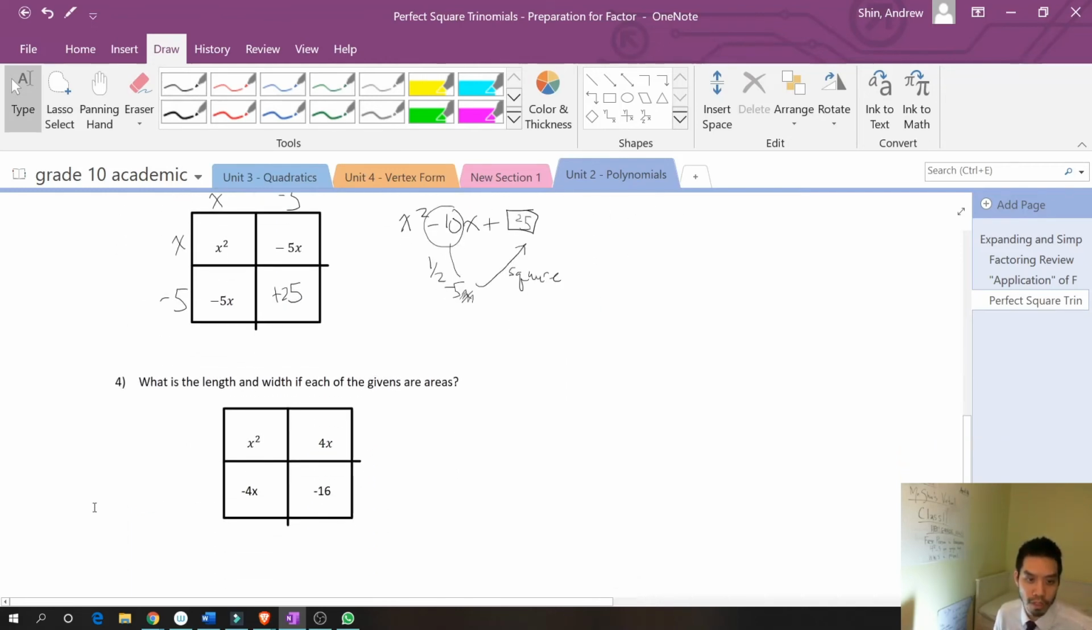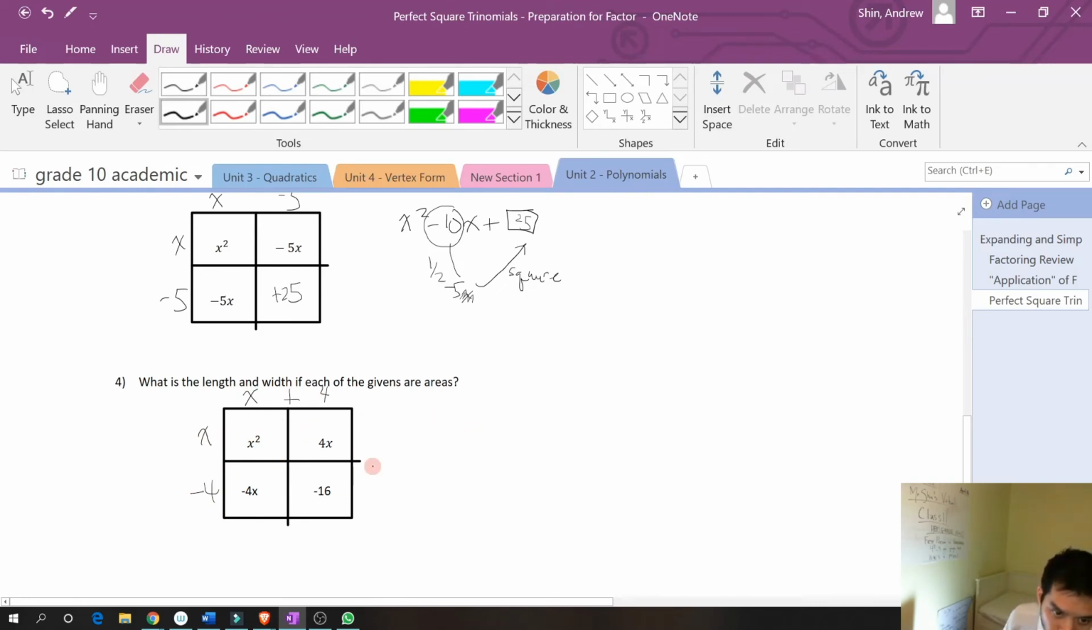The last example, what is the length and width if each of the givens are areas? Okay, so this one right here, we have to find the length and width again here. So this is going to be x and x to give us the x squared. And something, so 4x divided by x will give me 4. Negative 4x divided by x will give me negative 4. And 4 times negative 4 will give me negative 16. So we've solved this situation. This is x plus 4 is the length, and x minus 4 is the width.